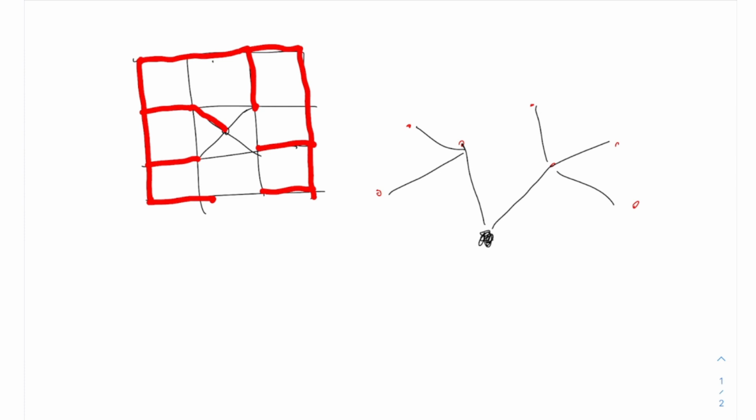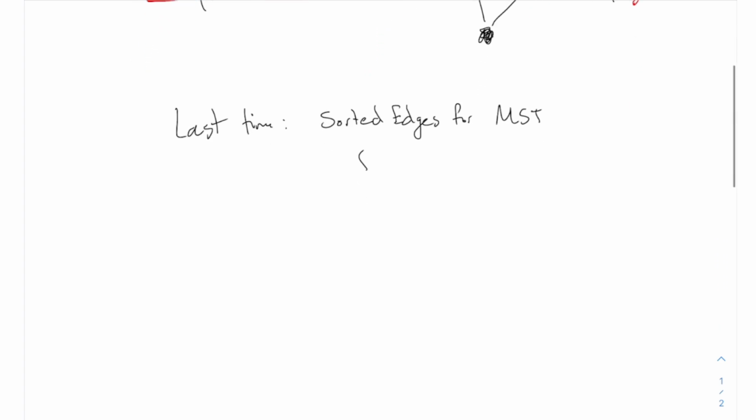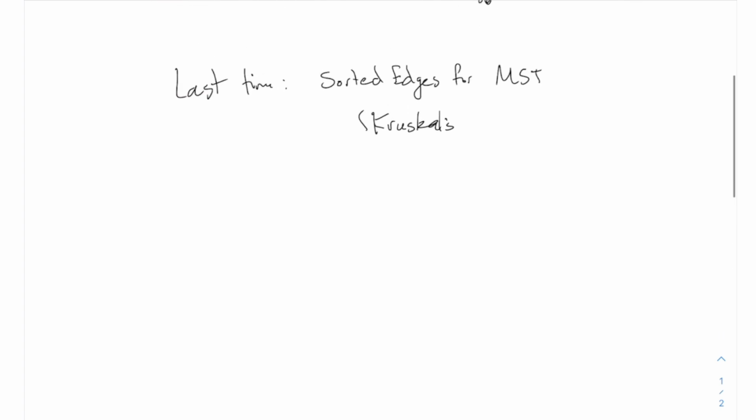We talked about one algorithm last time for finding minimum spanning trees, and that was the sorted edges algorithm for minimum spanning trees, and this is more commonly referred to as Kruskal's algorithm, but it's hard to remember just that name. Kruskal's algorithm. It's basically the same as the sorted edges that you're going to do, say, on the homework tonight.